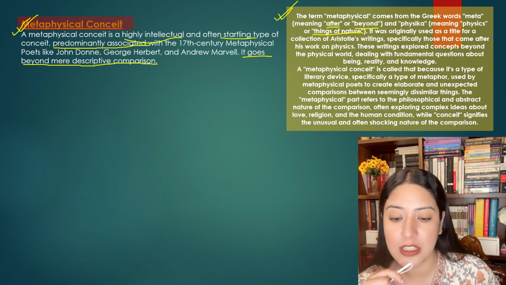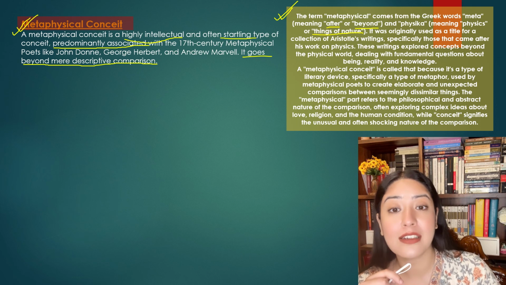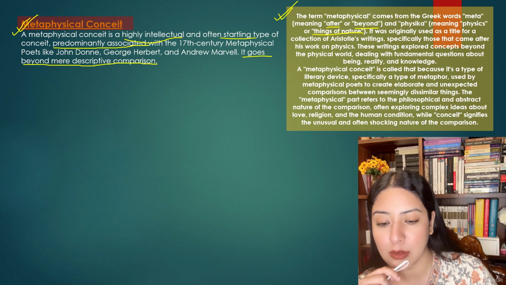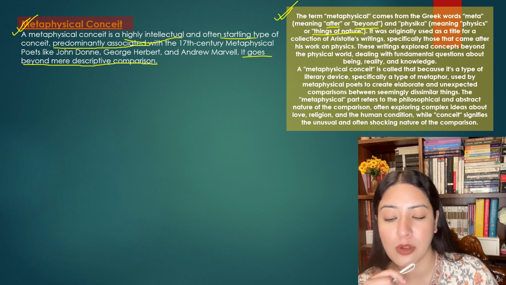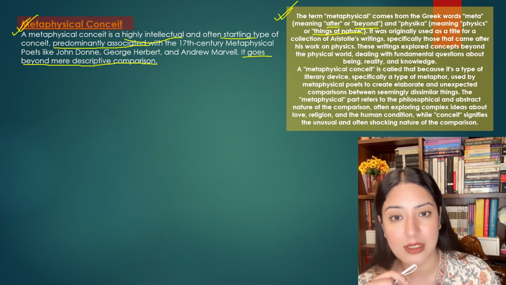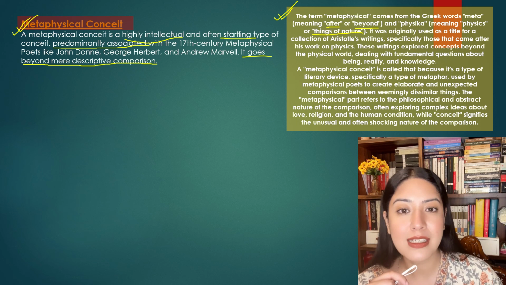And it was originally used as a title for a collection of Aristotle's writings, specifically those that come after his work on physics. So these writings explored concepts beyond the physical world. So you are going beyond the set norms.